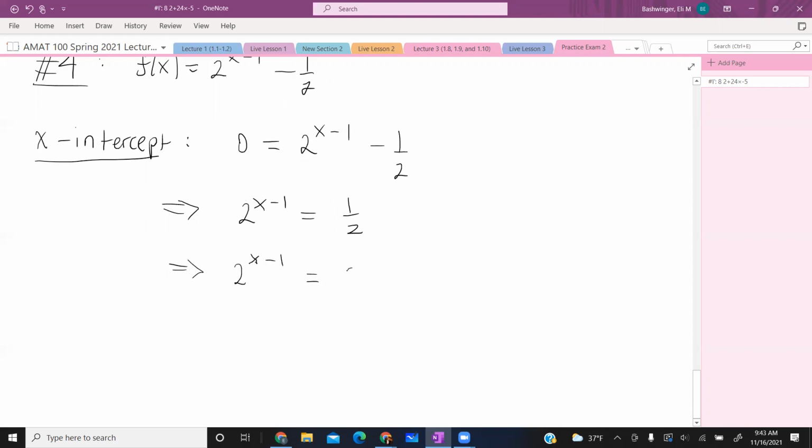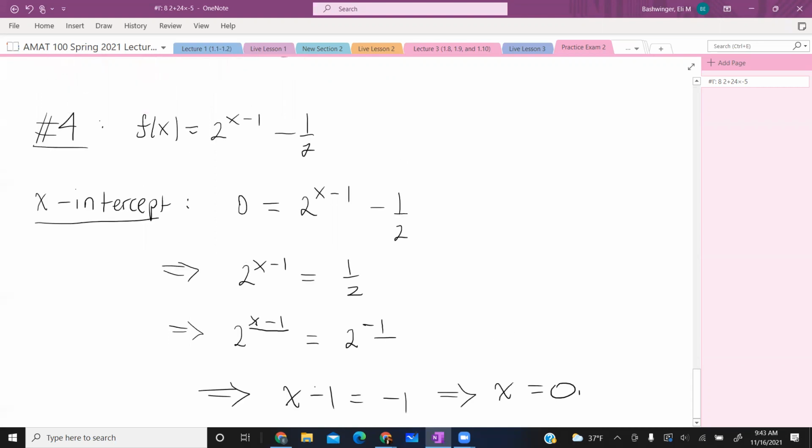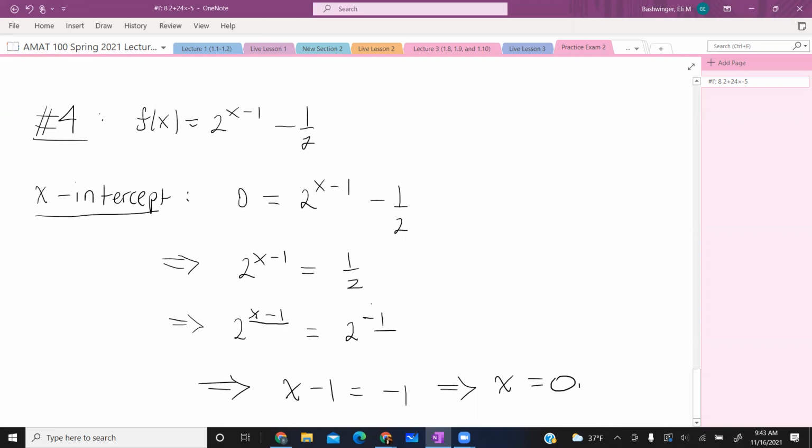We could take 1/2 and write it as 2 to the -1, and then because the exponential function 2 to the x is injective, it implies that this exponent equals this exponent. So we can immediately conclude that x minus 1 is equal to -x. So that implies x is 0. And maybe you could have guessed that right off the bat, which is fine too. You can just say x is the root because if you put 0 in, you obviously get 0. So this is the x-intercept.